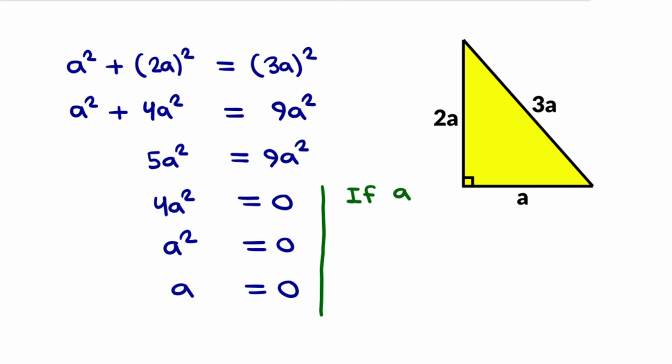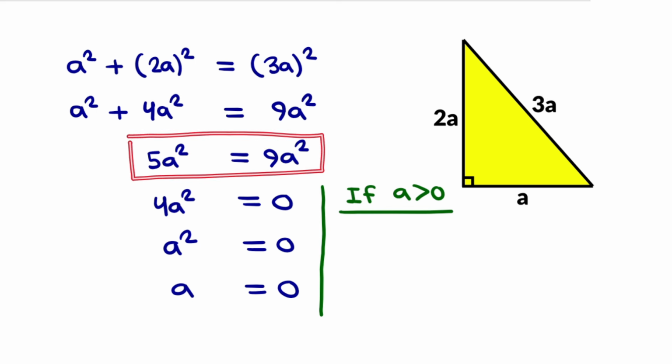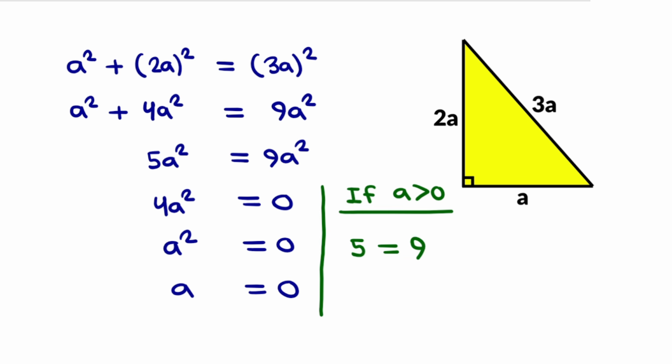What if we assume that a is positive? Could we simply divide both sides of 5a squared equals 9a squared by a squared? If a is positive, then yes. But doing that gives us 5 equals 9, and that's impossible. So something must be wrong with our original assumption. The problem is not the Pythagorean theorem. The problem is that these three lengths cannot form a non-zero triangle in the first place.